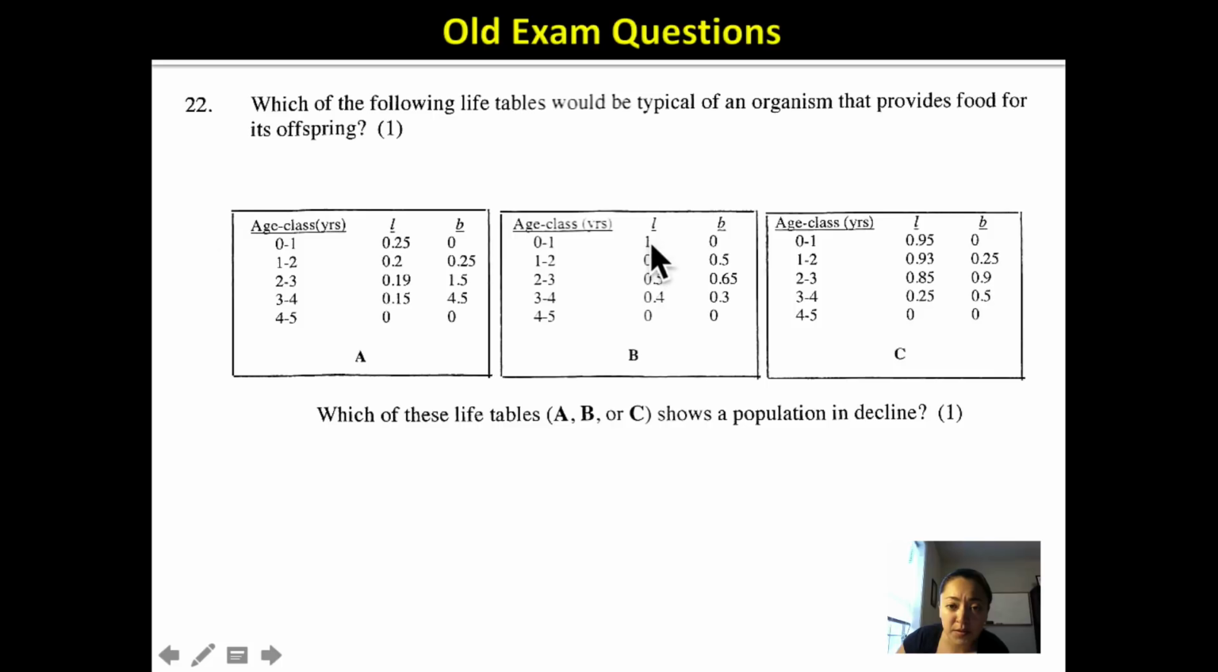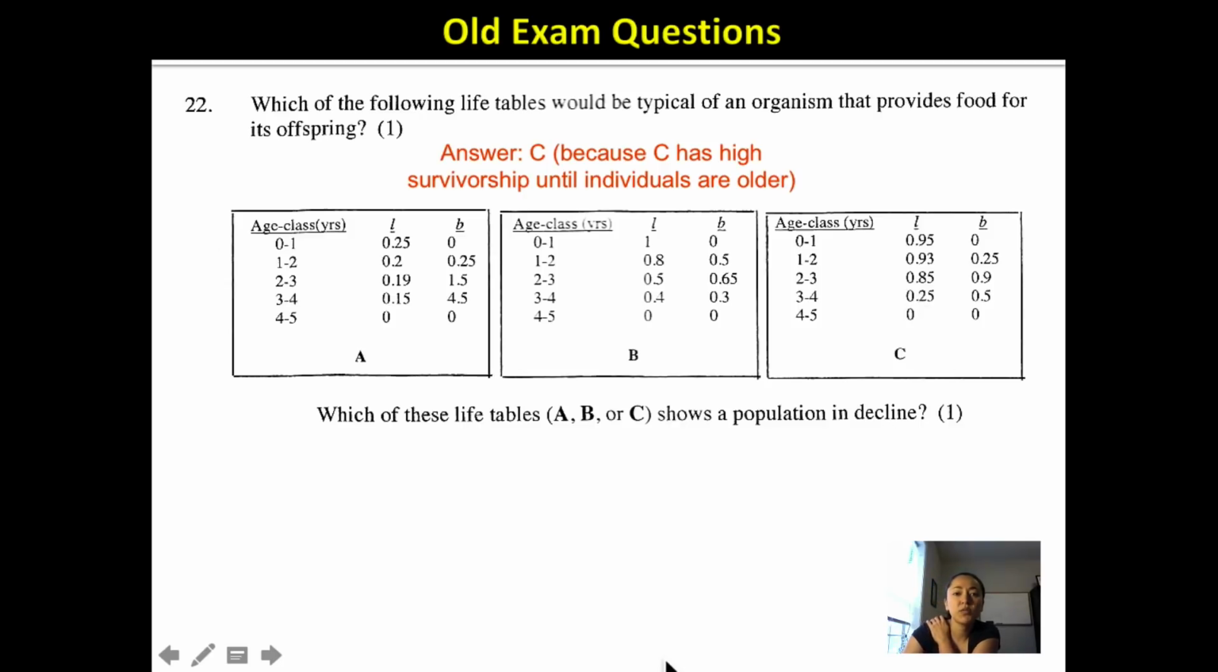Here, 100% of them survive, and then 80%, and then it's 50% of this age class, and so forth. It starts to decrease pretty quickly at the beginning there. It's high just for the first age class. But if we look at this last category, survivorship is really high in this age class. It's high in the next one, high in the next one, and then it doesn't decrease until they start to get older. So I would say the best answer for this question would be answer C, or population C here, because they have a high survivorship until individuals are older.